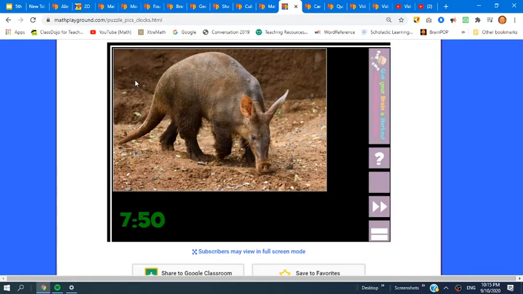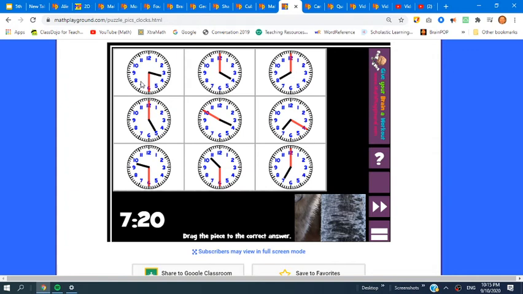Look at that. What did we create? I think that's called an aardvark. You can play the next one if you want to. The link will be in the video notes.